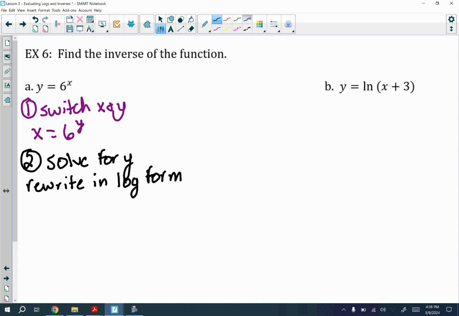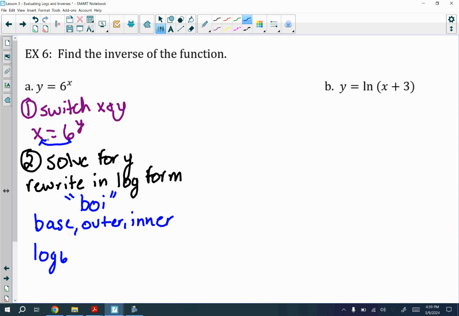Now remember, with our log form, don't forget the acronym BOY, right? So we talked about how that's the base, we go to the outer, and then we go to the inner. So remember, the base for exponential form is always the one with the exponent. So here, when we write it, we have log base 6. Now from there, we go to the outer. So our outer here is x. So we have log base 6 of x, and then we go to the inner, which is equal to y.